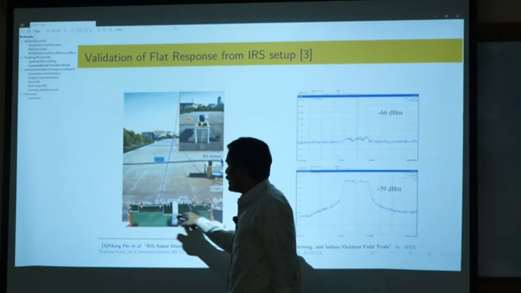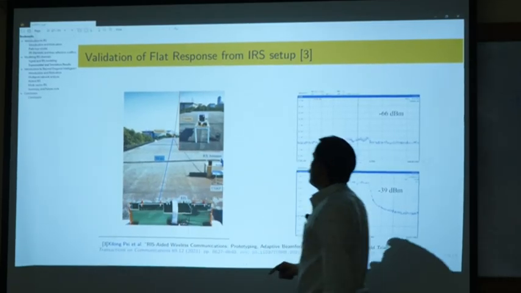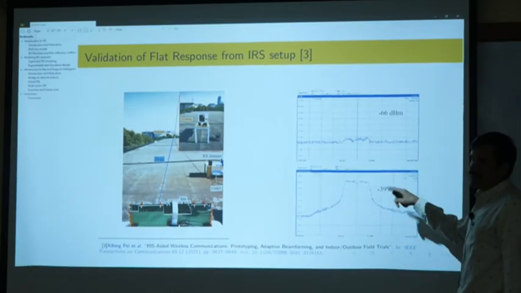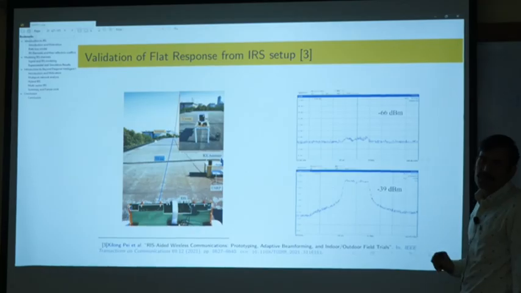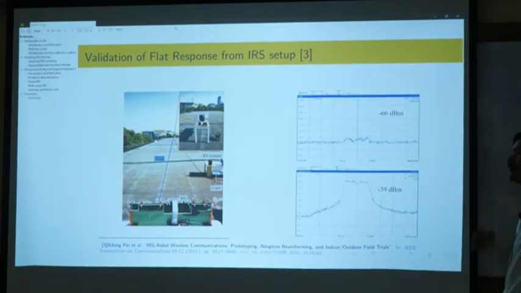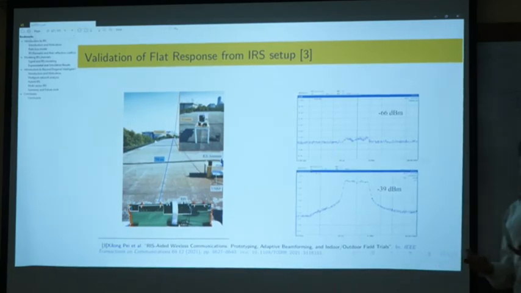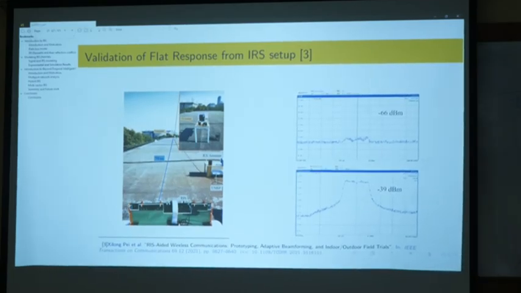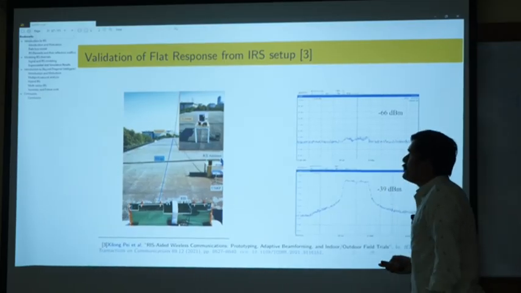If we put the IRS here and configure it, it will reflect the signal to here, and we receive a nice signal like this. These have a difference of about 25 dB. And 25 dB is very large. It is very large for detecting the signal. We can detect the signal very nicely here compared to here.